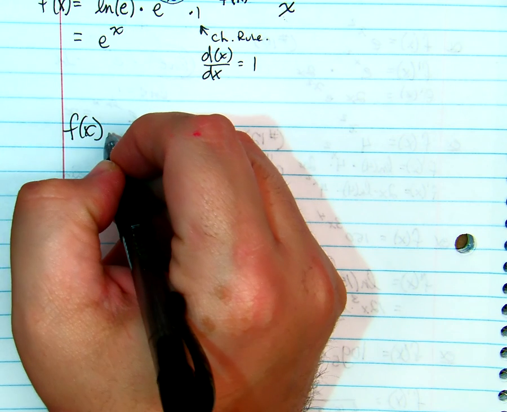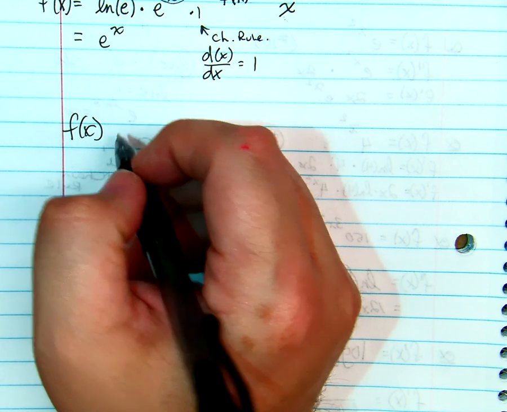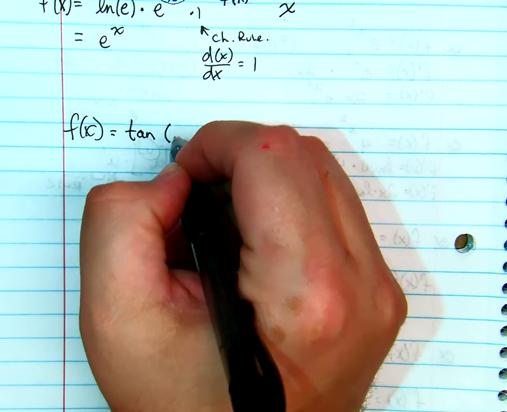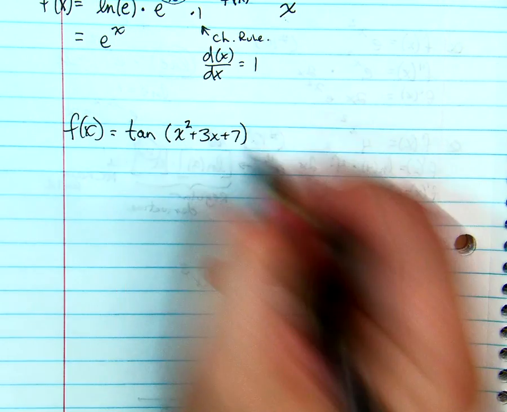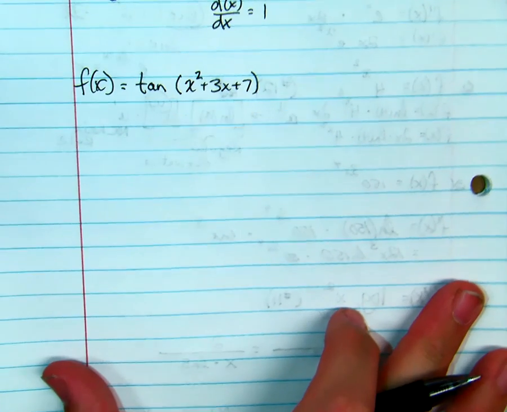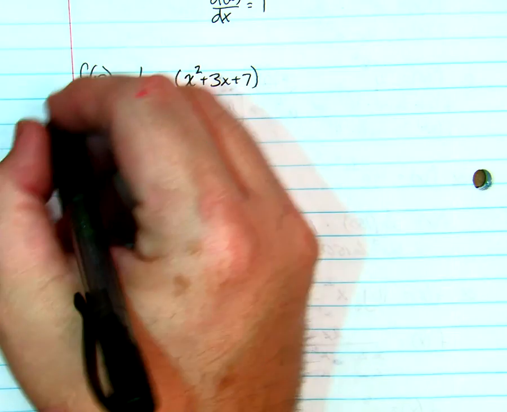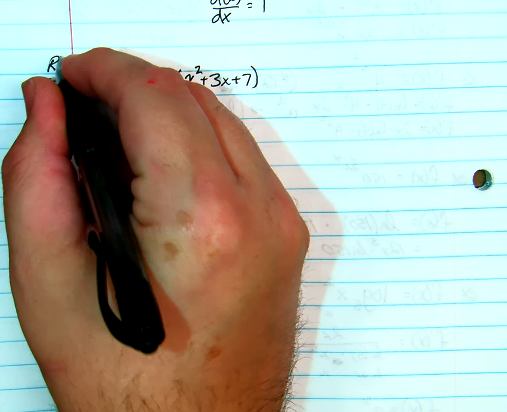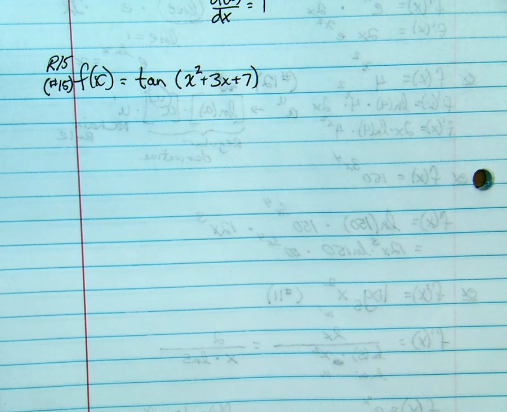How about if I give you the tangent of x squared plus 3x plus 7? I will tell you this is rule 15. We'll call this R15 or 15R. That is a 15.